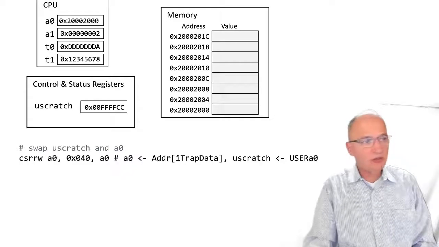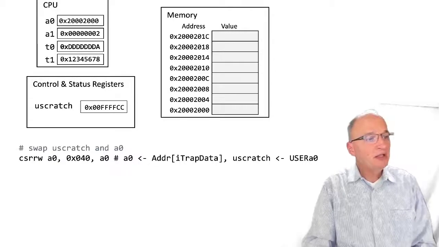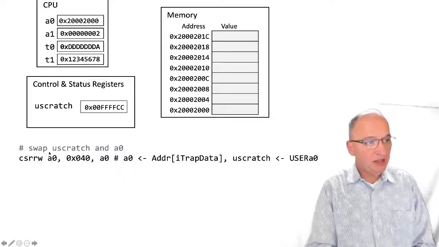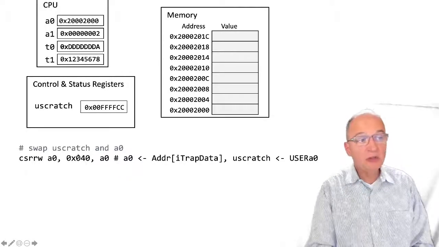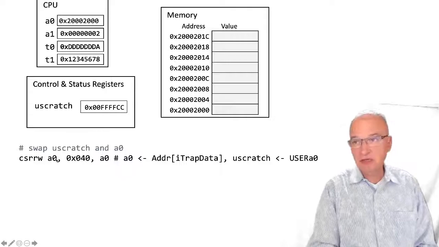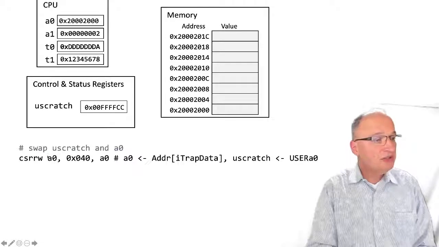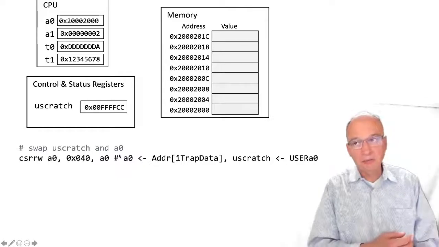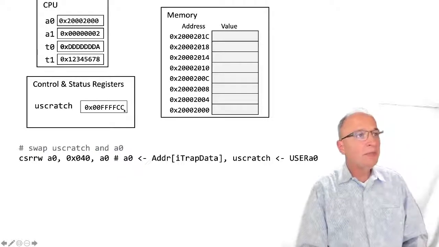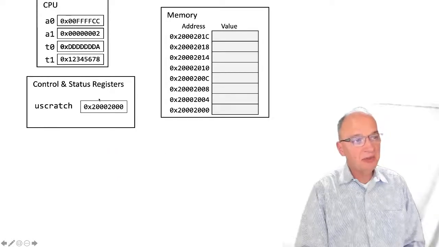So let's first look at the instruction. The instruction that I'm using is the control and status register read-write instruction. What that instruction will do is take the value that is in the control register and put it into the first register, and then take the value from the second register and put it in the control register. Because the first register is the same as the second register, this will be the equivalent of swapping the two values.